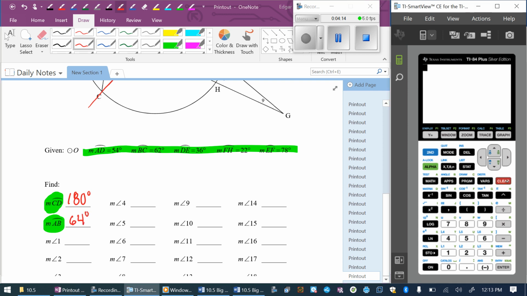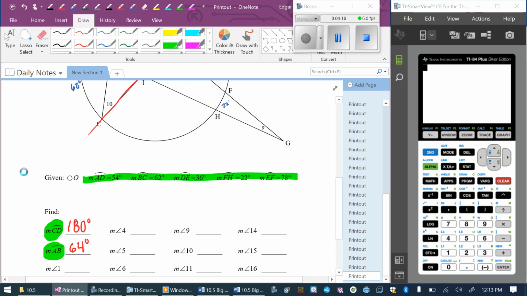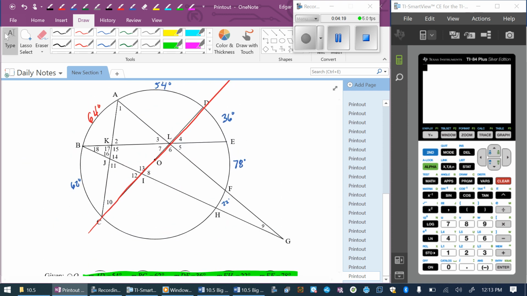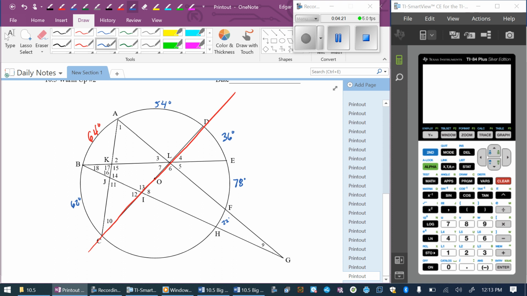Awesome. All right. Next one. We're going to go ahead and find the measure of angle 1. Okay. Well, where's angle 1? Angle 1 is right here.